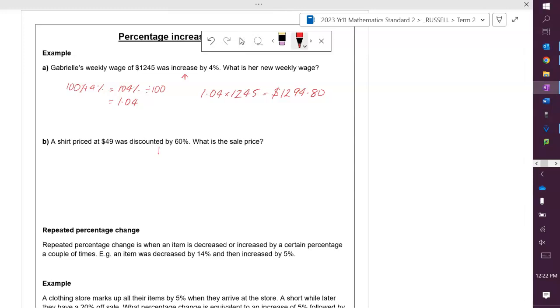So discount means it's a decrease, and if we start with 100% and we take away 60%, that leaves us with 40%. To find that decimal multiplier, which is what I need, I have to divide by 100, which tells us that decimal multiplier is 0.4. So I am now going to multiply 0.4 by the price that it was, and that will tell me how much it is when there's 60% off. So 60% off of $49 leaves us with $19.60 to pay.